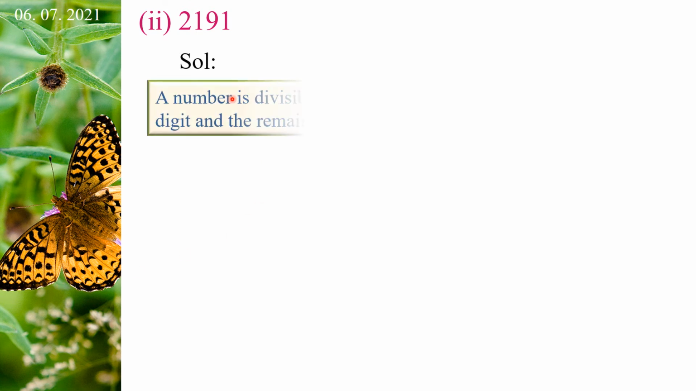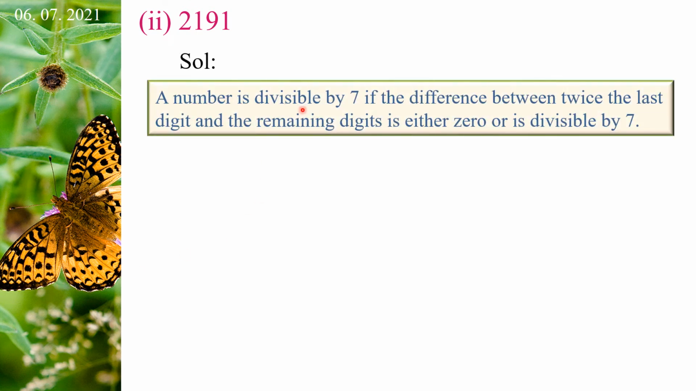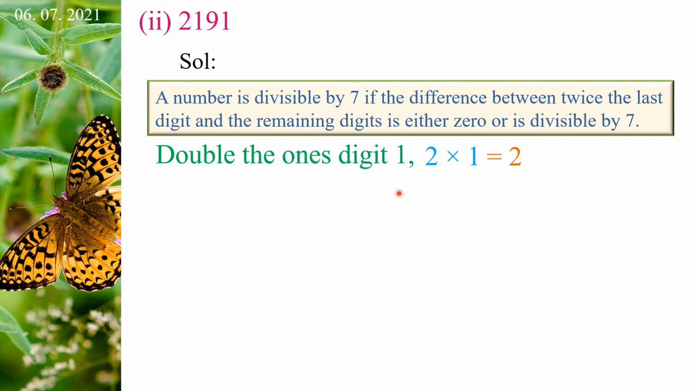So now coming to second sum, 2191. We already know the rule. A number is divisible by 7 if the difference between twice the last digit and the remaining digits is either 0 or is divisible by 7. Here the last digit, that is the ones digit, is 1. Therefore, double the ones digit: 2 into 1, we get 2.